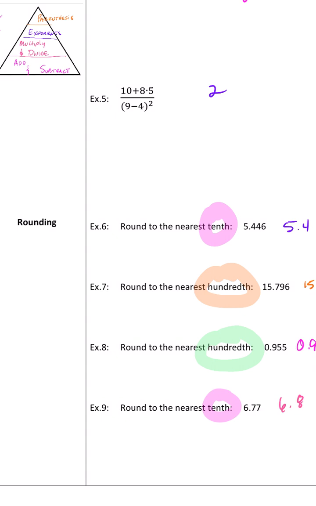All right, there you go. So you can see these are your answers for example 6. That would be 5.4. 7 would be 15.80. 8 would be 0.96. And rounding to the nearest tenth on 9 would be 6.8.